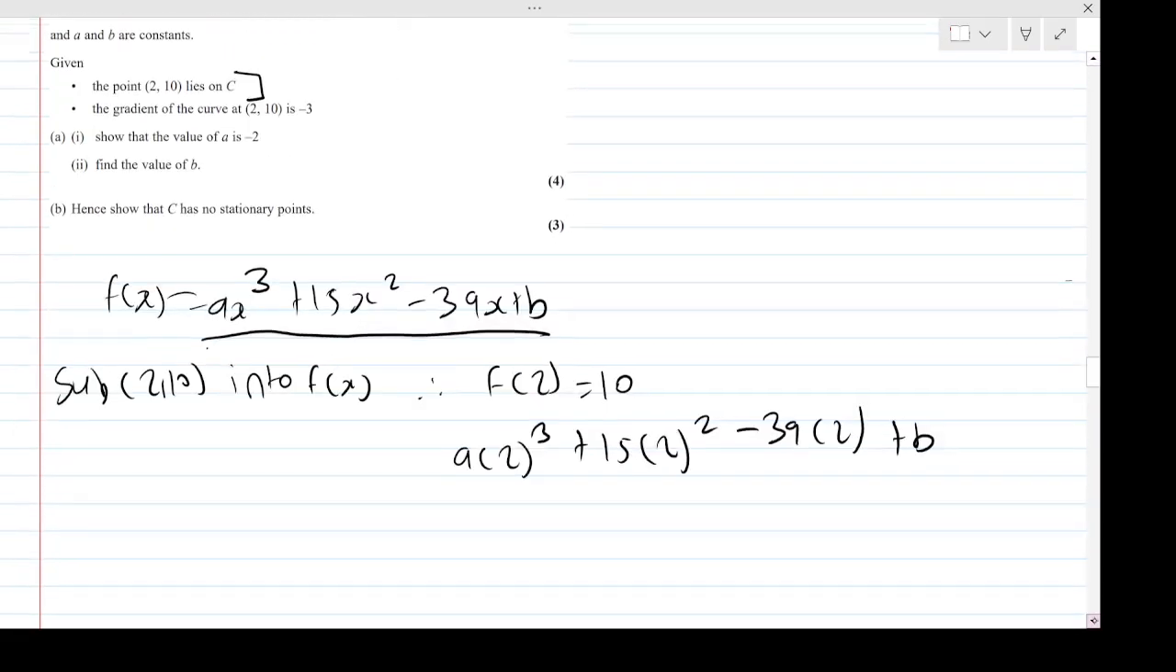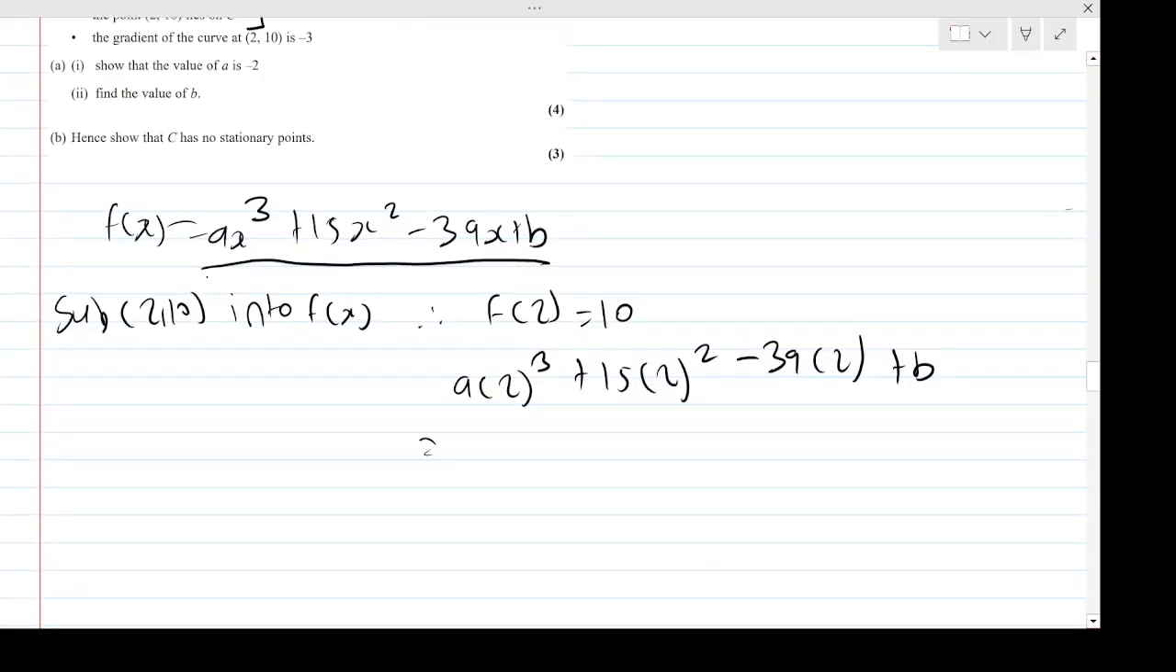If I then simplify it, well, 2 cubed is 8, so I'm going to get 8a. And then 15 of 2 squared minus 39 lots of 2, that's minus 18. Then we add b. And we're told that has to equal 10. So therefore, 8a add b, if I move the 18 to the other side, I get 28. So that's my first equation.